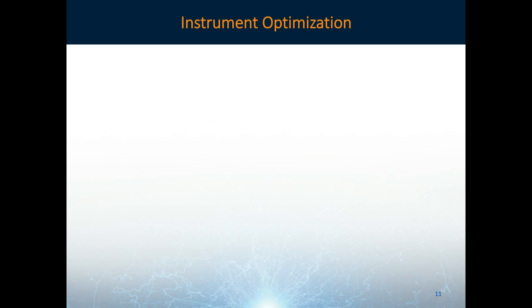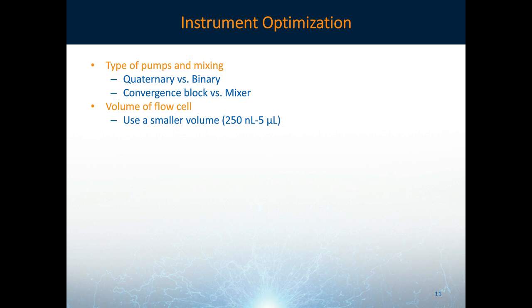Continuing on with instrument optimization, you need to consider the type of pumps and mixing. So quaternary versus binary pumps, you would typically see more extra column volume with a quaternary pump versus a binary pump. And then in terms of comparing a convergence block versus a mixer, we would generally recommend a mixer because those volumes can be modified based on what kinds of analysis you're trying to do. For the volume of the flow cell, we recommend using a smaller volume, and these can be as small as 250 nanoliters up to 5 microliters.